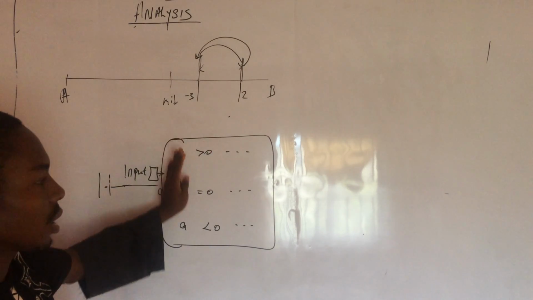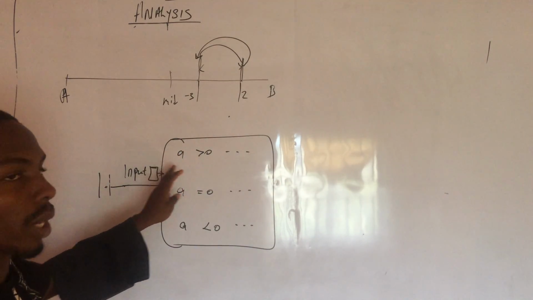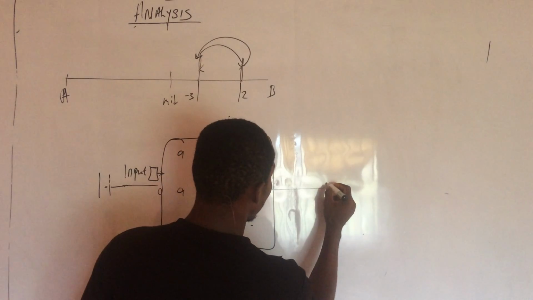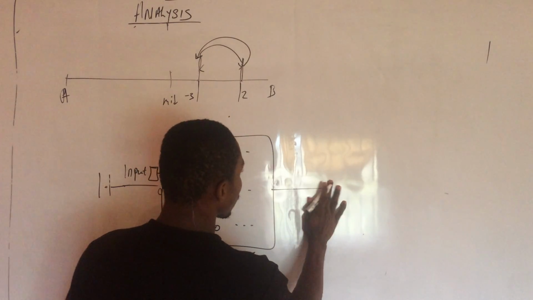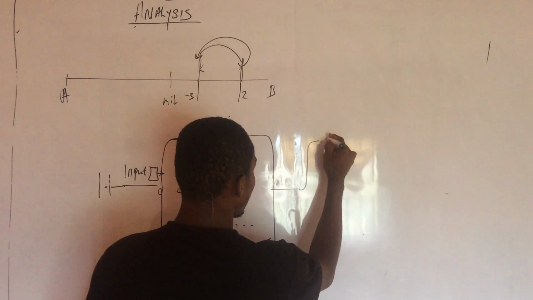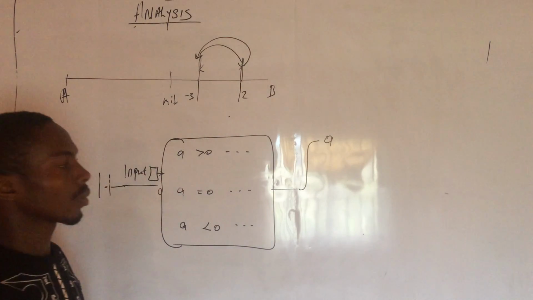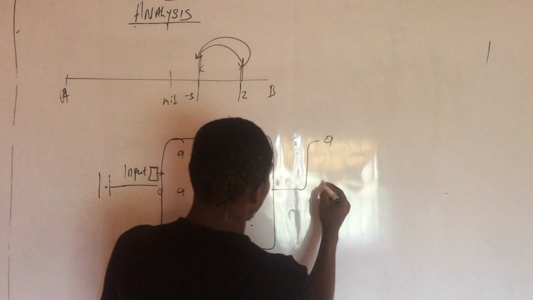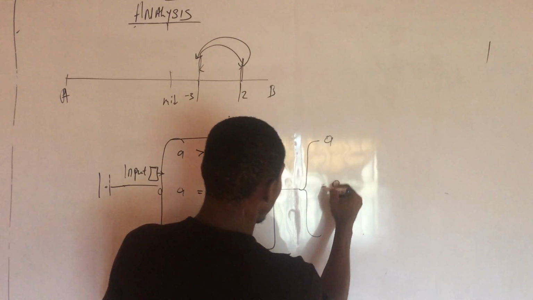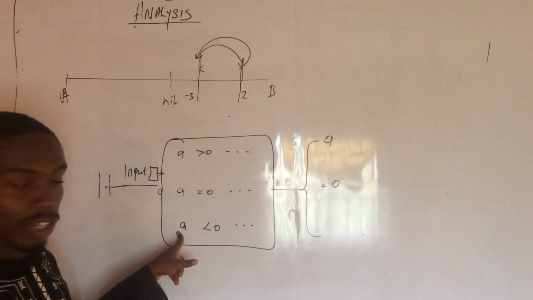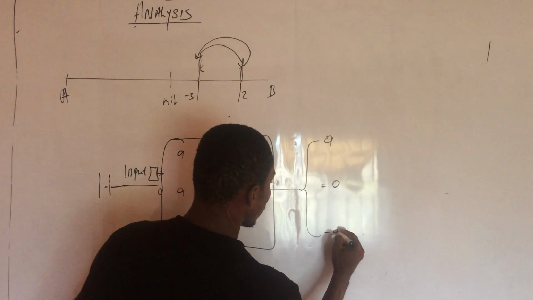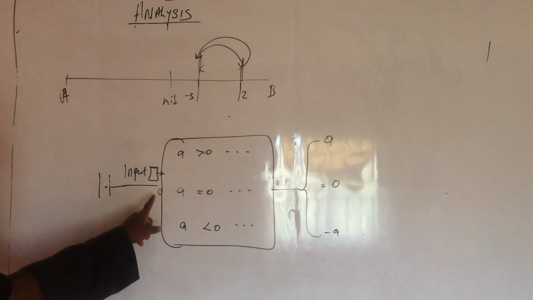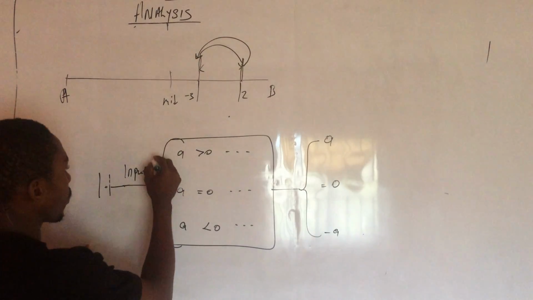Now, this number is connected to the components inside the machine. So when this machine analyzes the number you put here, if the number is greater than 0, it will give you an outcome of A. If the number is equal to 0, it will give you an outcome of 0. If the number is less than 0, it will give you an outcome of minus A.